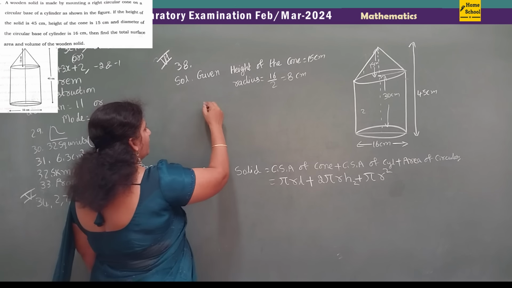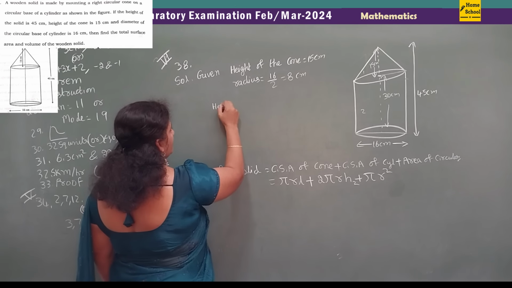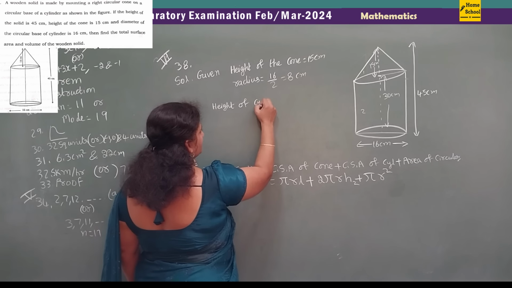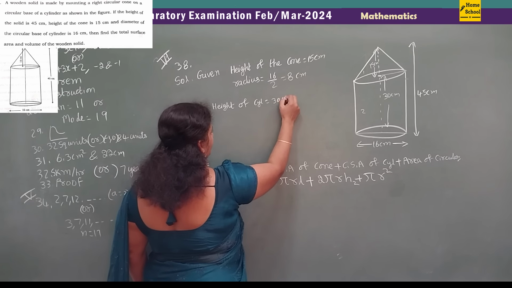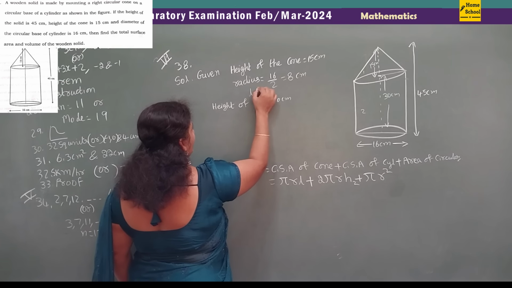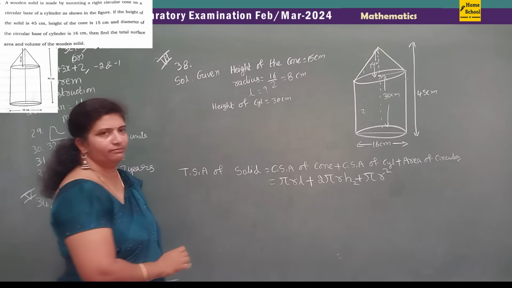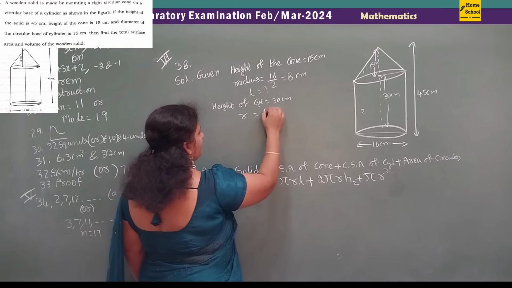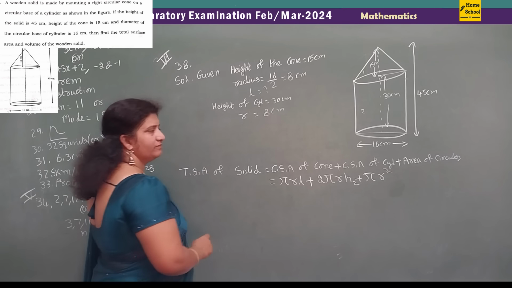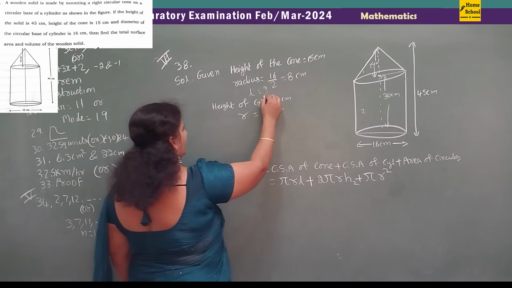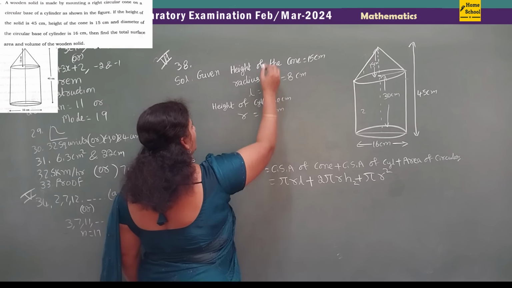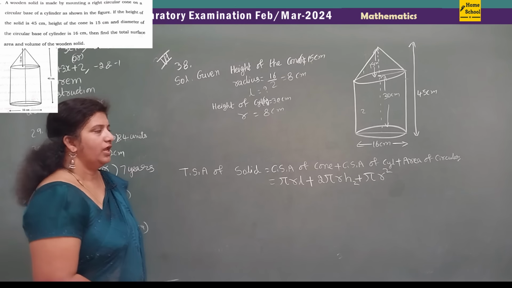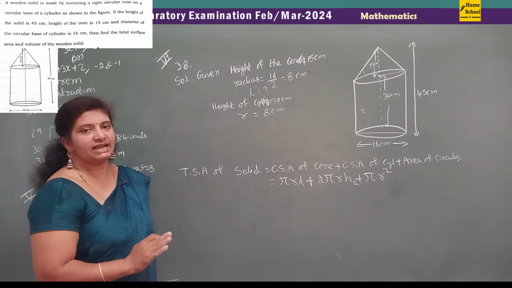Okay. Same manner you write here. Height of the cylinder is equal to 30 centimeters. And do we know slant height L here? Don't know, question mark. And radius of the cylinder, same, 8 centimeters. Right? And this height, let me mark it with H2. And this height, let me mark it with H1.